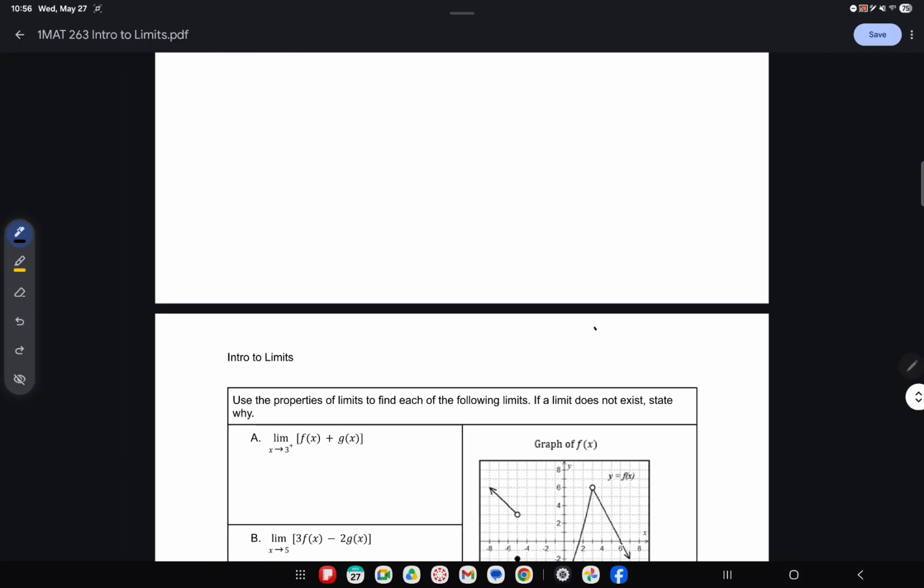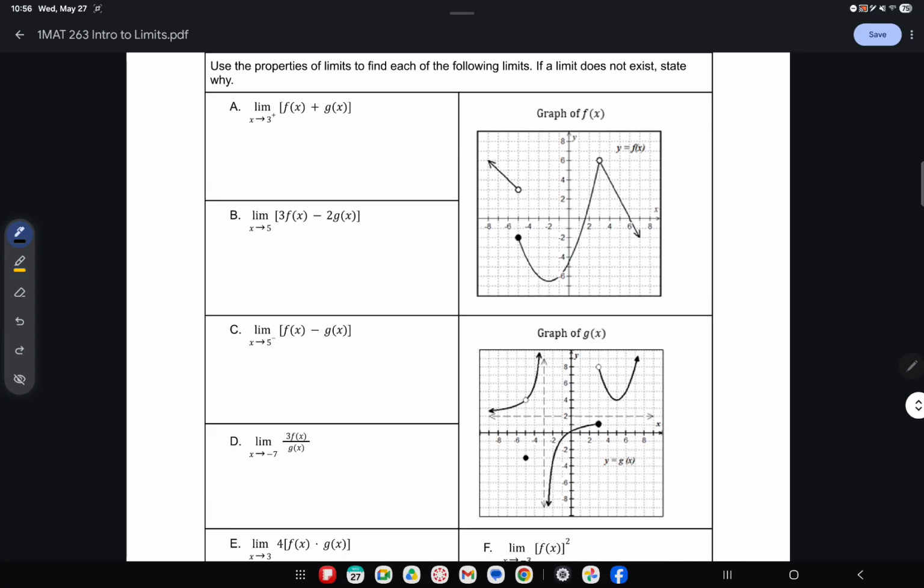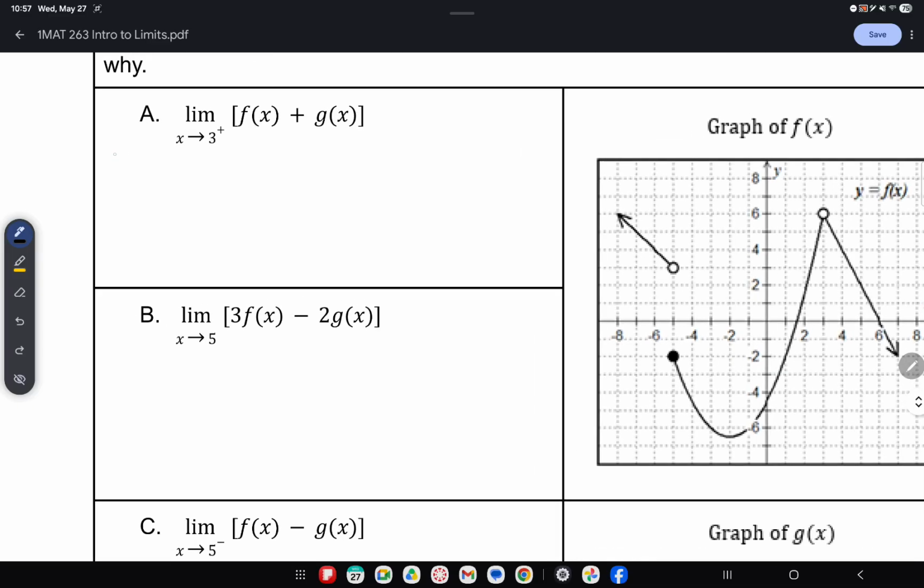All right. So let's use these properties. So we have two functions here, f and g. We're going to use our properties to see if these exist. All right, we want the limit as x approaches 3 from the right. And we have a sum here. So I can separate it and say the limit as x approaches 3 from the right of f of x, and we can add in the limit as x approaches 3 from the right of g of x.